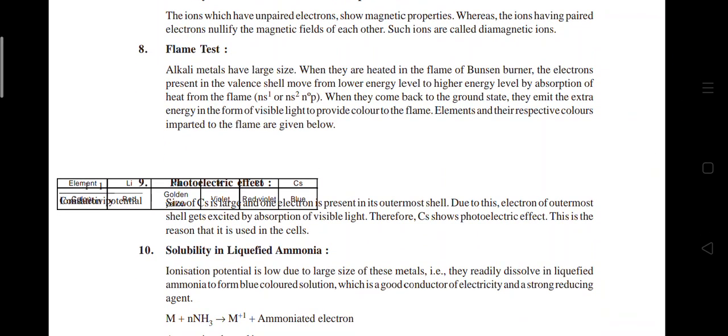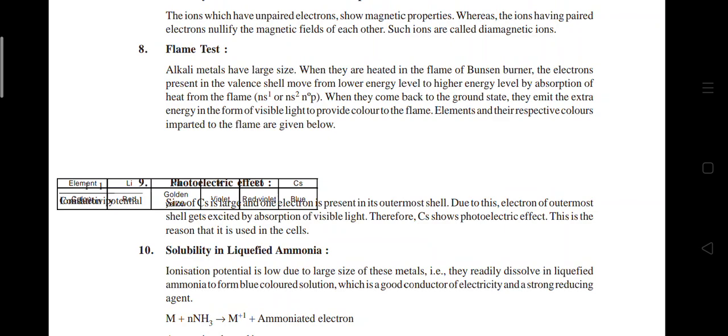Eighth is the flame test. Alkali metals have large size. When they are heated in the flame of a Bunsen burner, the electrons present in the valence shell move from lower energy level to higher energy level by absorption of heat from the flame. When they come back to the ground state, they emit the extra energy in the form of visible light to provide color to the flame. Elements and their respective colors imparted to the flame are given below.